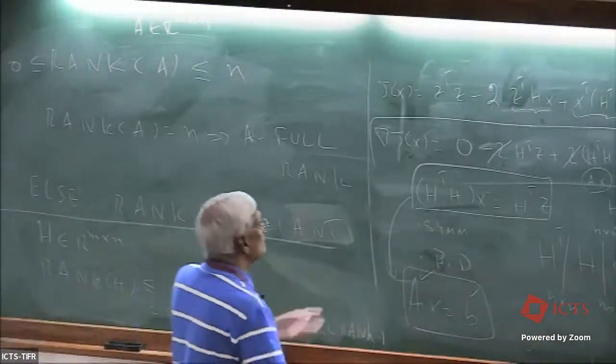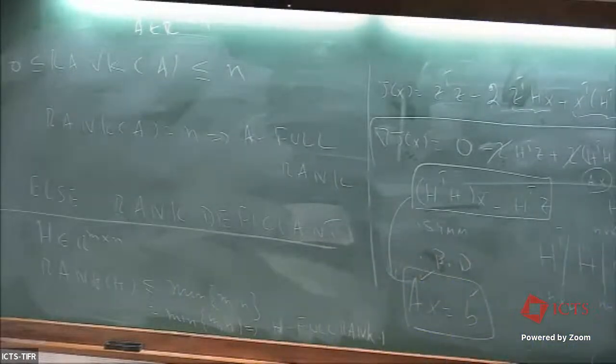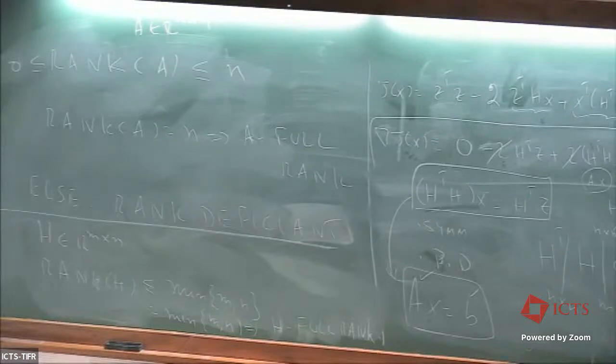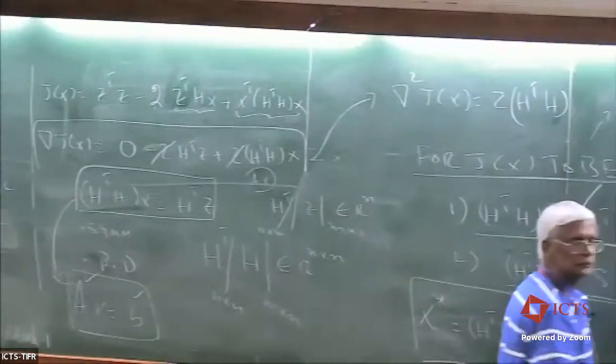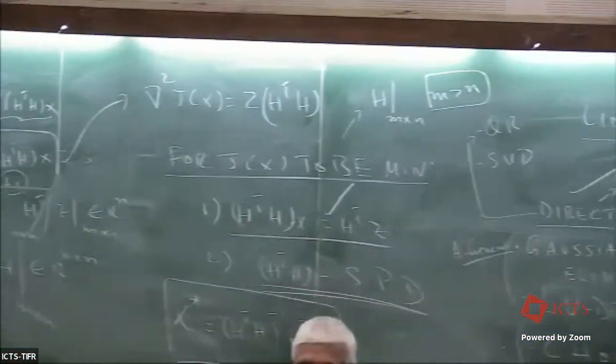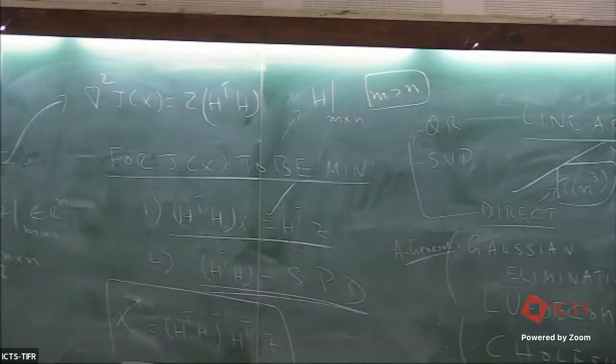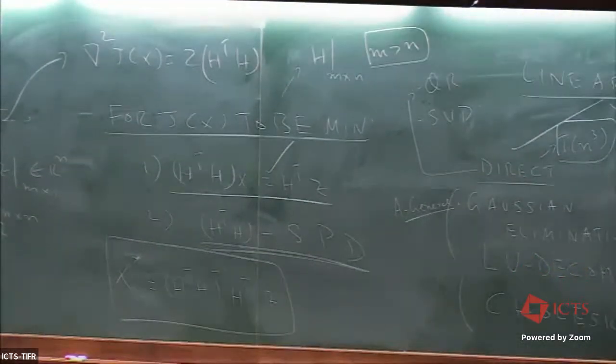So in our problem, I have H. H is the m by n matrix. I have already tacitly assumed H is an m by n matrix where m is greater than n. I have more observations than the number of parameters to be estimated.